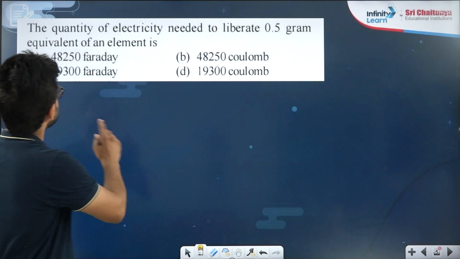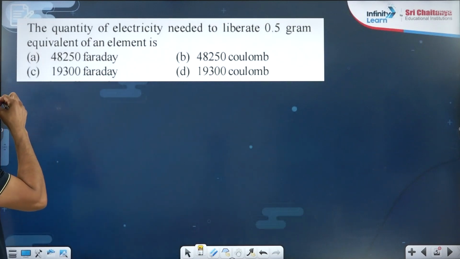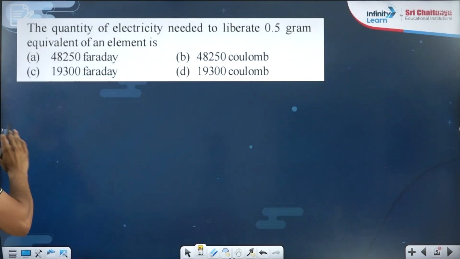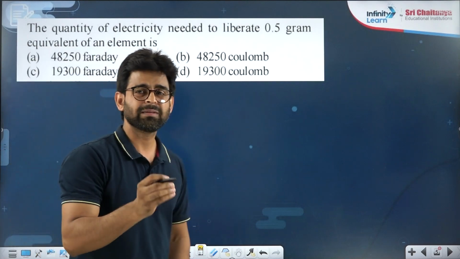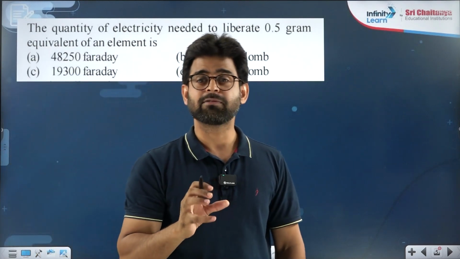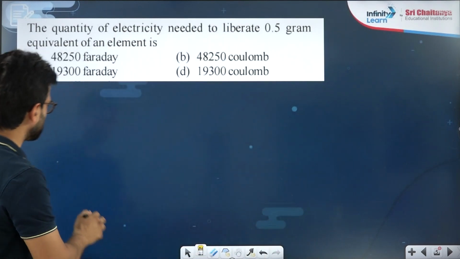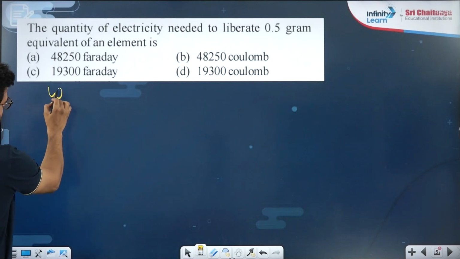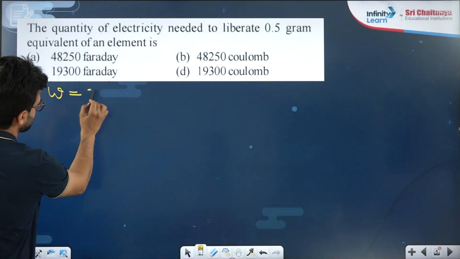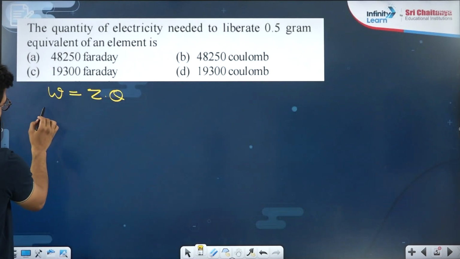So next question: the quantity of electricity needed to liberate 0.5 gram equivalent of an element, right? Very, very important point. Let us understand first of all. Look carefully. First law is telling us W equals Z Q, okay?